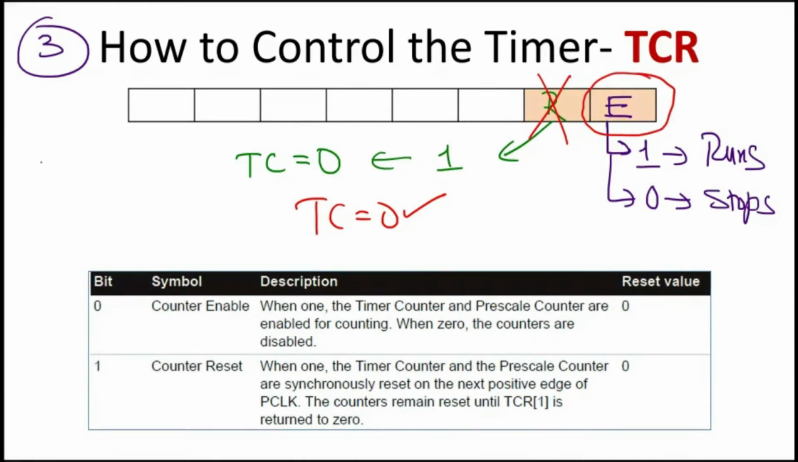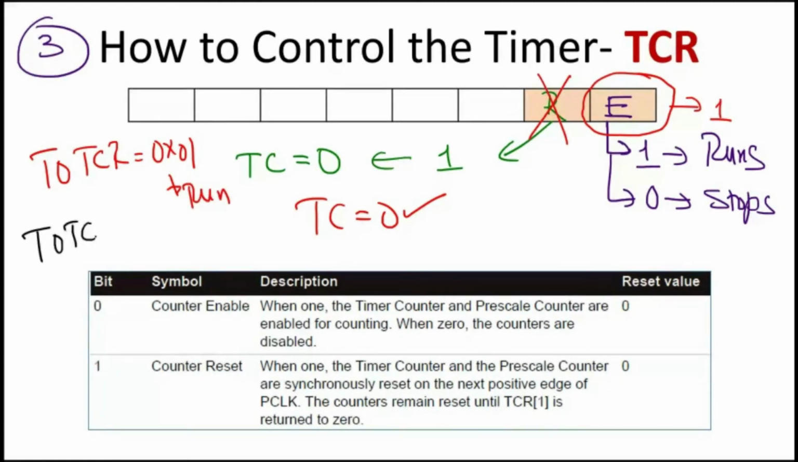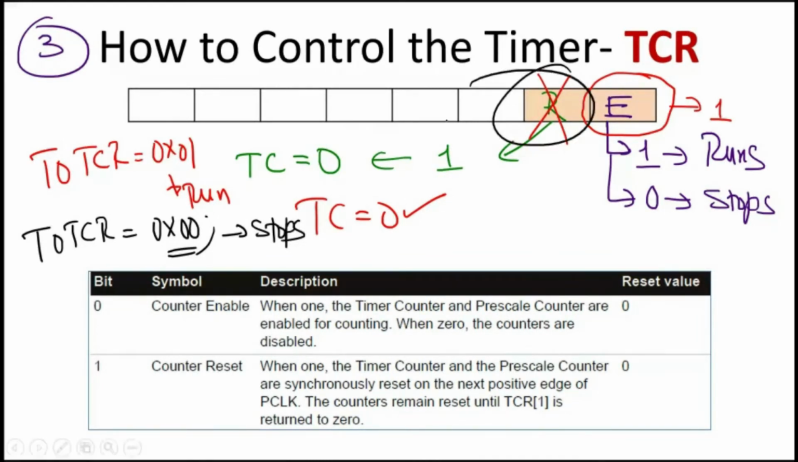For example, timer 0 timer control register equal to hexadecimal 01. 01 means the enable bit equal to 1. In that case, the timer starts running. Are you able to understand? On the other hand, if I put timer 0 timer control register equal to hexadecimal 00, in that case the timer stops. Very simple. So I play with the LSB. If I make that a 1, the timer starts counting. If I make it 0, it stops counting. The reset bit I don't use.